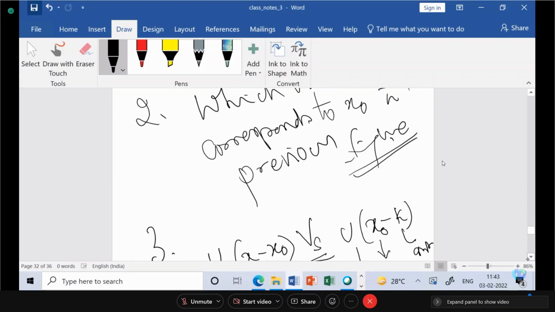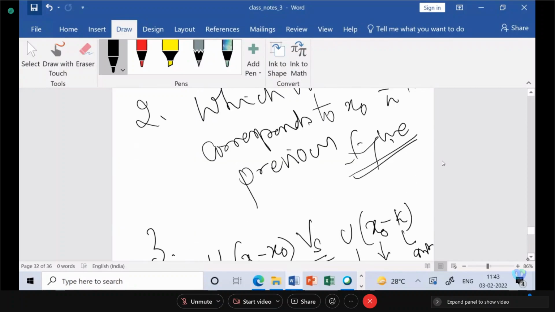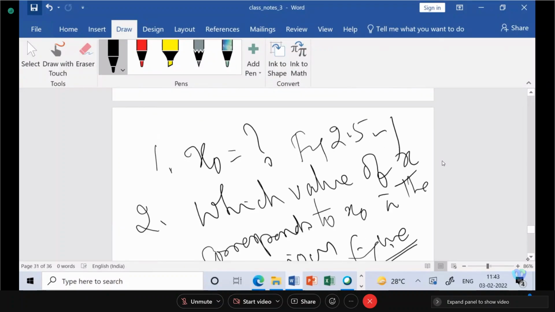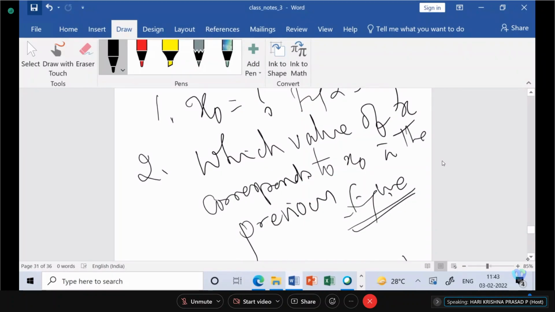Yes. Questions. Yes. What is x naught for the discrete random variable case? Which value of x corresponds to x naught in the previous figure? Okay. Let me start recording.